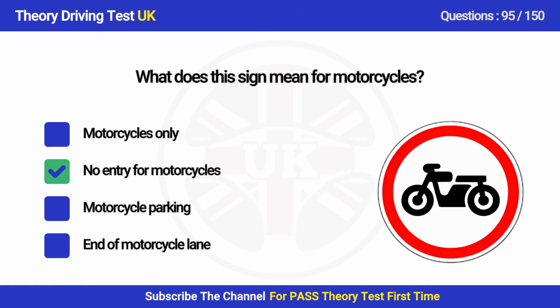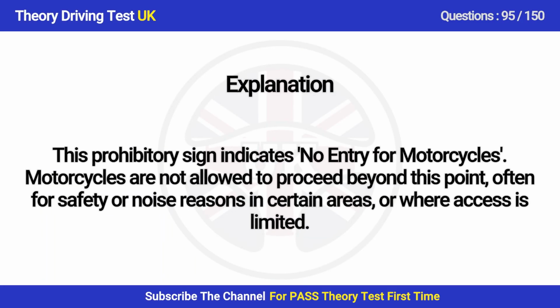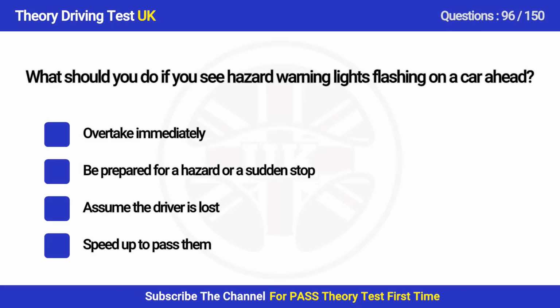Answer is B, no entry for motorcycles. This prohibitory sign indicates no entry for motorcycles. Motorcycles are not allowed to proceed beyond this point, often for safety or noise reasons in certain areas, or where access is limited. Question 96. What should you do if you see hazard warning lights flashing on a car ahead?